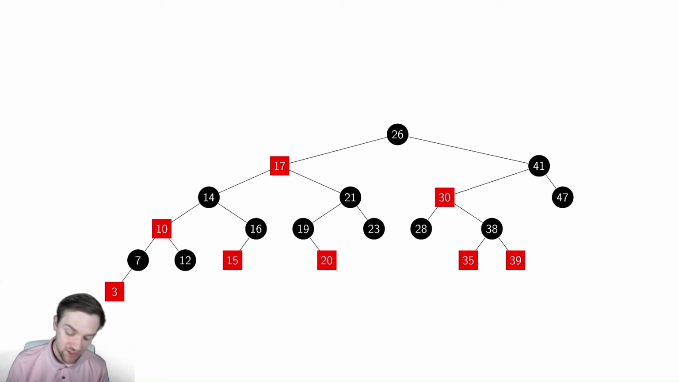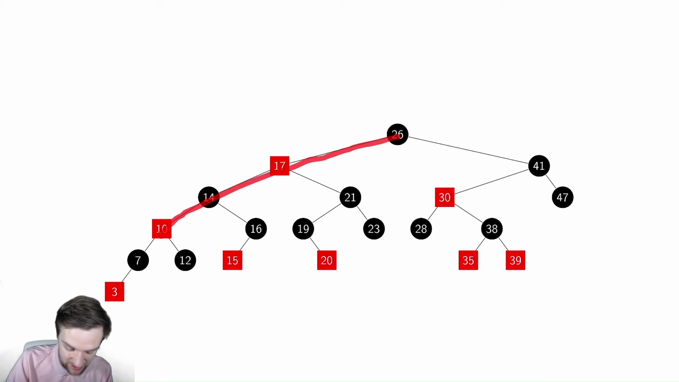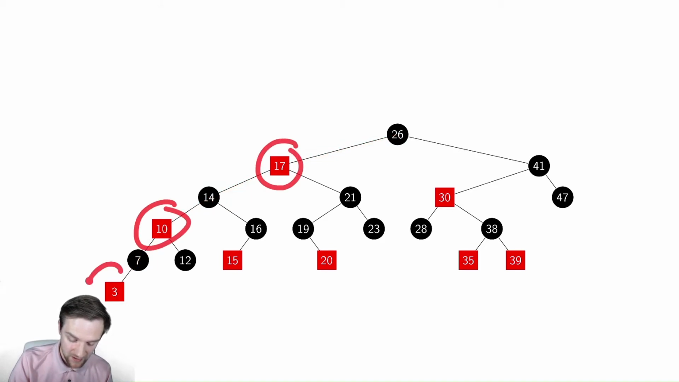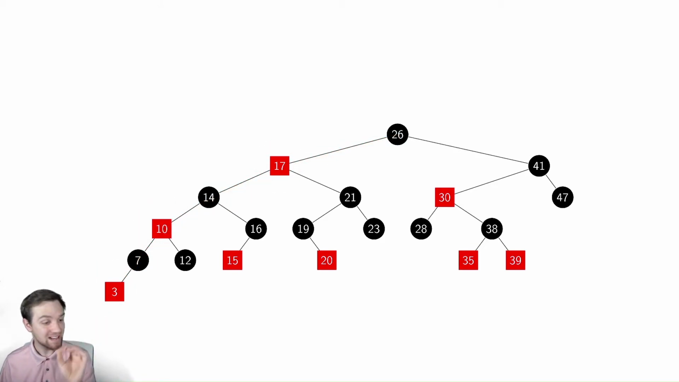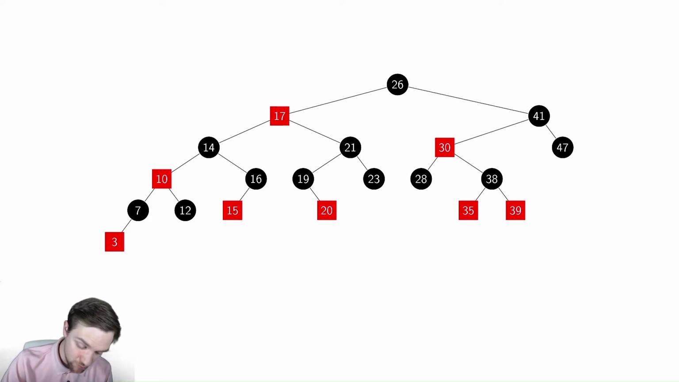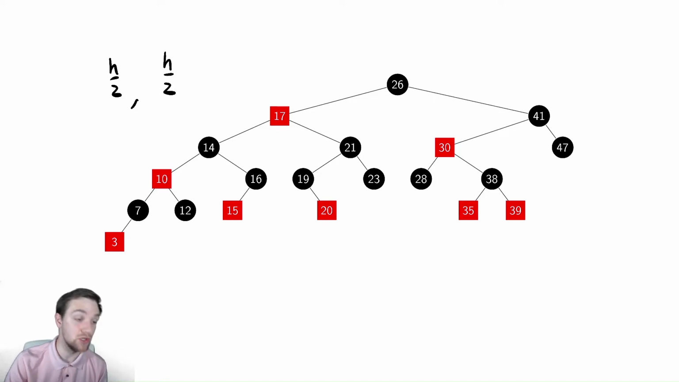So looking at this tree, what is the most number of red nodes I could have? Looking at it, I can actually find a path that satisfies that. This path going from 26 to 17 to 14 to 10 to 7 to 3, every single other node is red. And we already talked about that is the maximum number of red nodes I could have. So the most number of red nodes is going to be about h over 2. And then therefore we must have at least h over 2 black nodes.